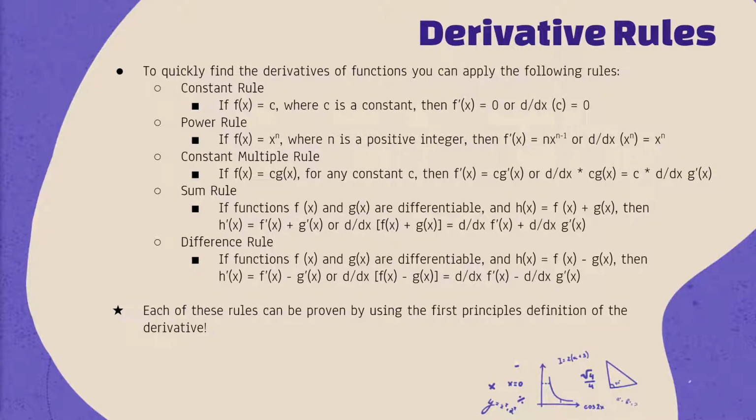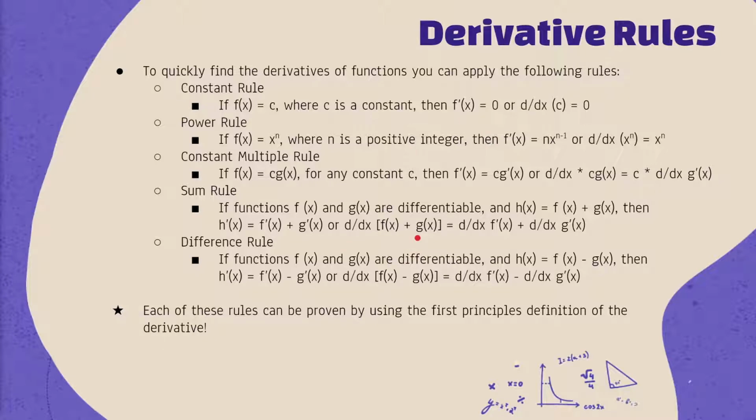The next 2 rules that we need to know are very similar. The first one is the sum rule, which states that if the functions f of x and g of x are differentiable, so you can find the derivative of them, and h of x equals the sum of these 2 functions, then the derivative of h of x equals the derivative of the first function plus the derivative of the second function. Just to illustrate, if you had the function x squared plus 2, you'd find the derivative of x squared, which is 2x, and then you'd find the derivative of 2, which is 0, as you can see here.